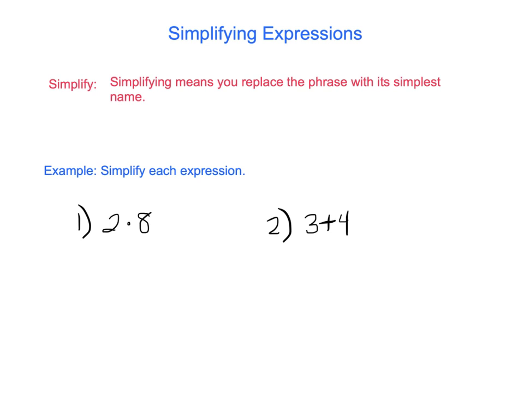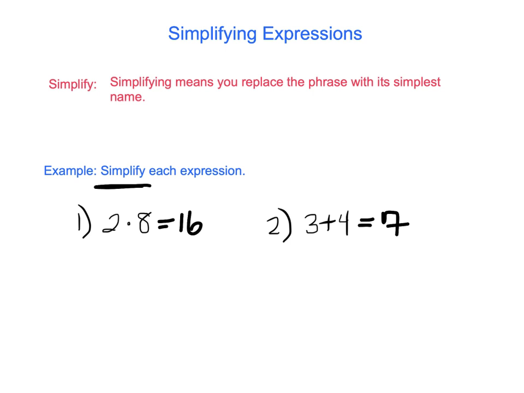Here are two examples. The directions say simplify each expression. That just means you, in this case, do the operation to come up with one number that represents those two digits that it started with. So 2 times 8 is 16. You have just simplified that expression. And 3 plus 4 is equivalent to 7. So you have simplified the expression.